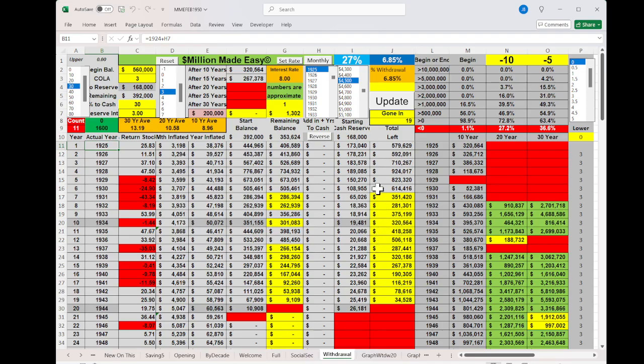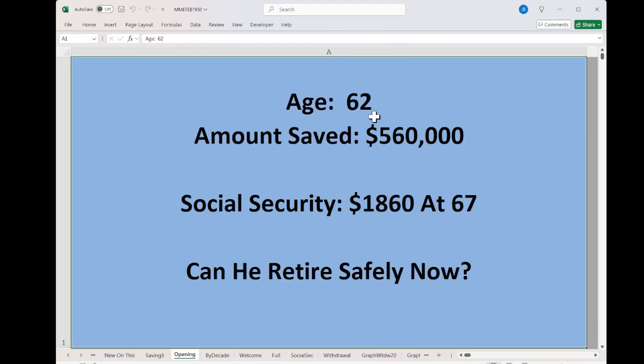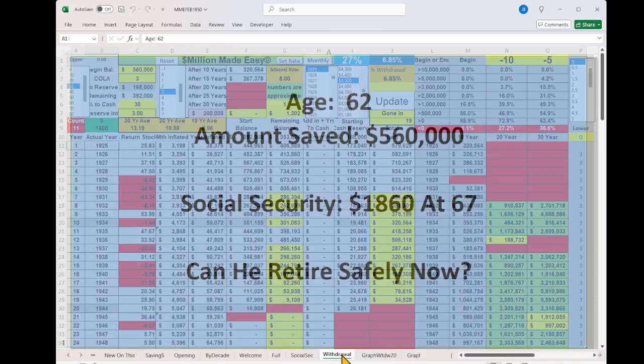What we're going to do is take somebody that has right here, age 62, has 560,000 saved up. According to a Social Security statement, he's going to get 1,860 at age 67. He wants to know if he can retire safely now. So instead of taking it at 67, he's going to take it at age 62. So we're going to go ahead and run these numbers.